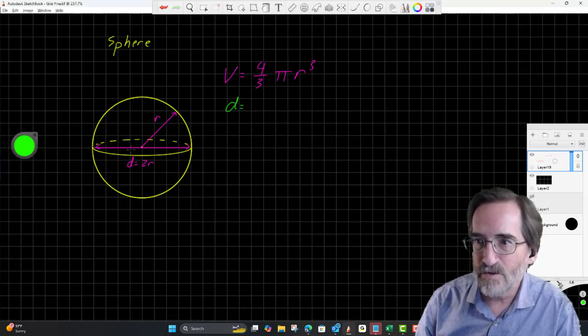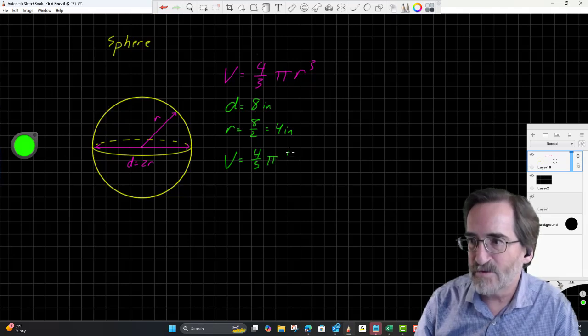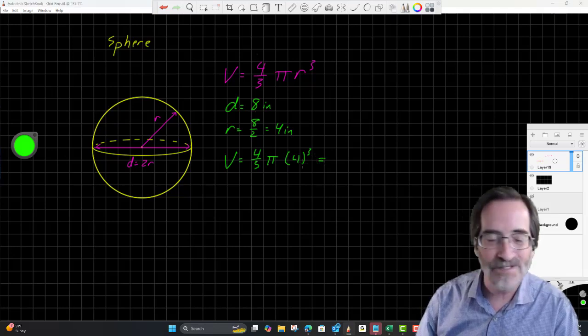4/3 pi r cubed. Now let's say we are given a case where the diameter is 1, 2, 3, 4, 5, 6, 7, 8 inches. Then the radius is half of that. 8 divided by 2 is 4 inches. And the volume is 4/3 pi times 4 cubed. Okay? You can give your answer in exact form.